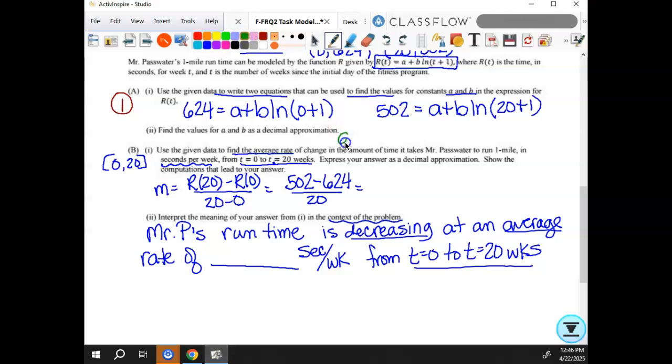So A equals 624 and B equals negative 40.07197. Okay. And right now, I don't need to have a good version of the equation, the graph, and anything anyway, because the rest has to do with the rate of change. Okay. Everybody with me so far?